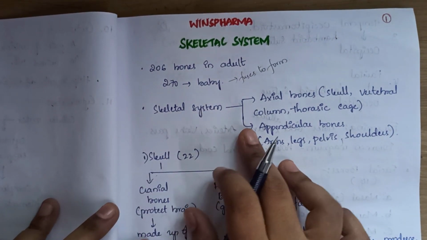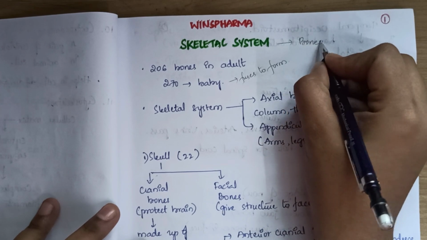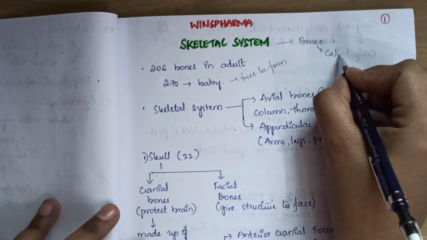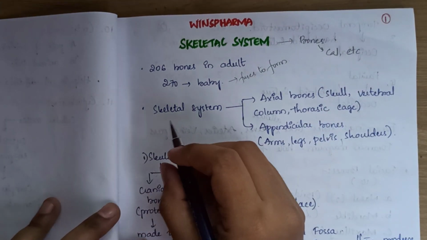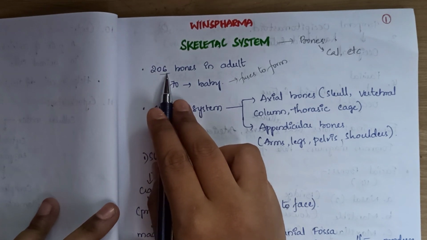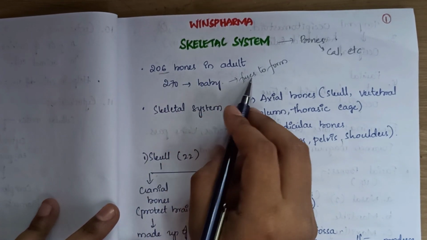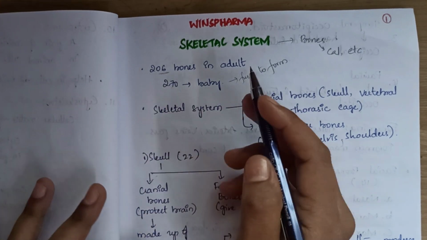What is the skeletal system? It is composed of bones, which are made up of calcium and other elements. And how many bones are there in a body? 206 bones in an adult and 270 bones in a baby, which fuse to form 206 by their age.